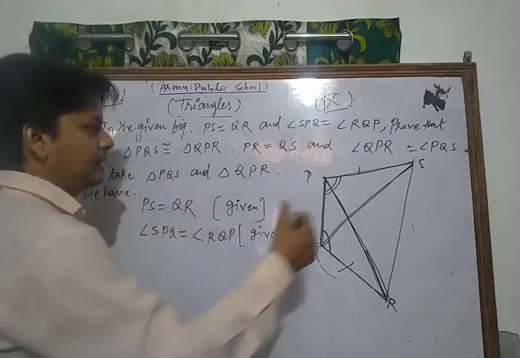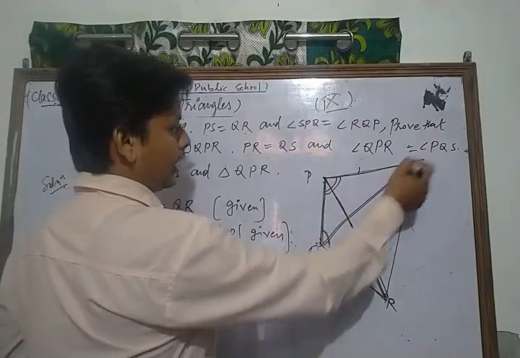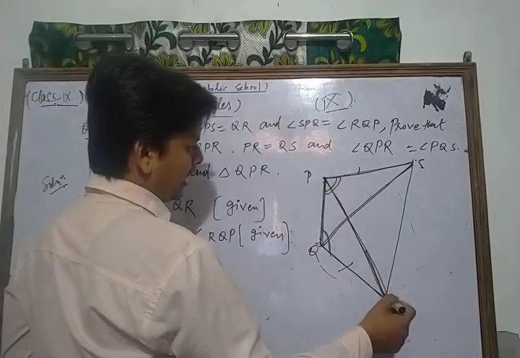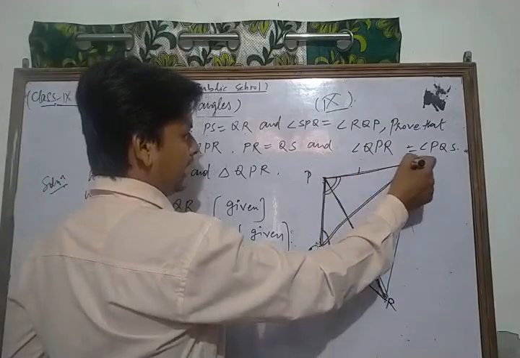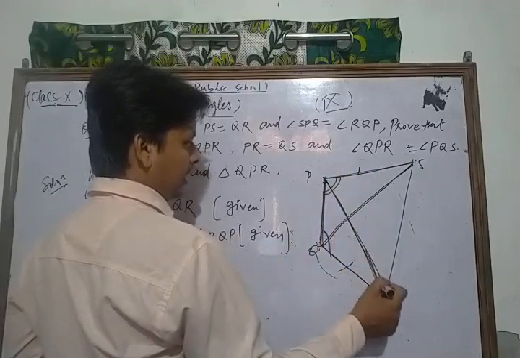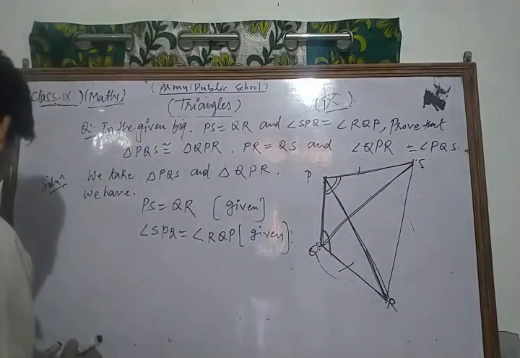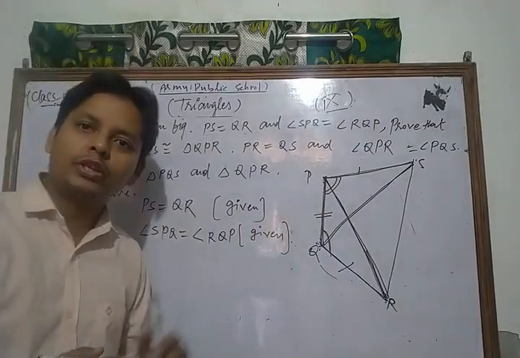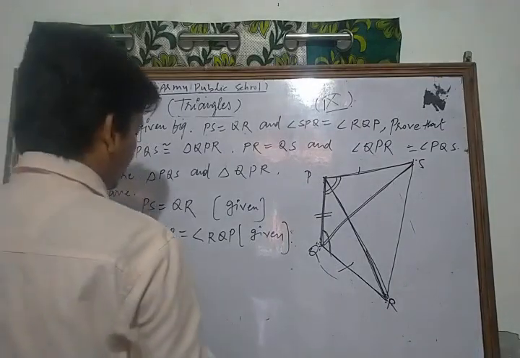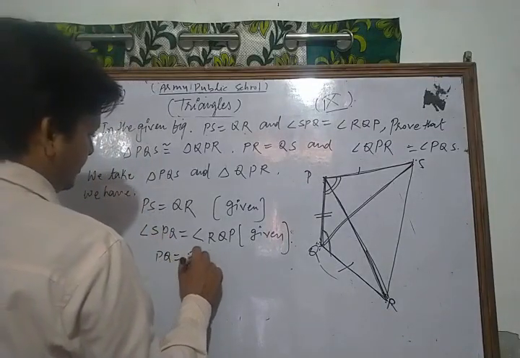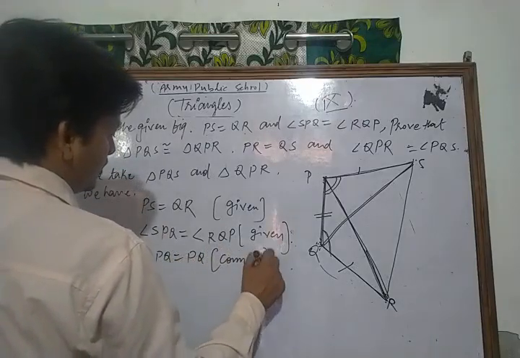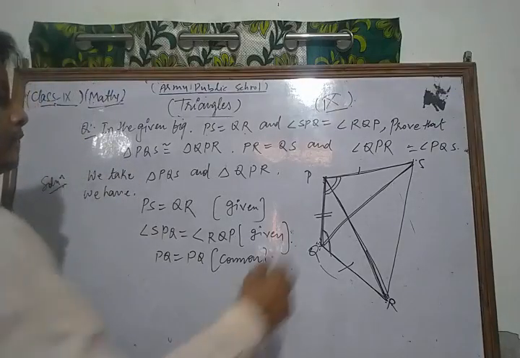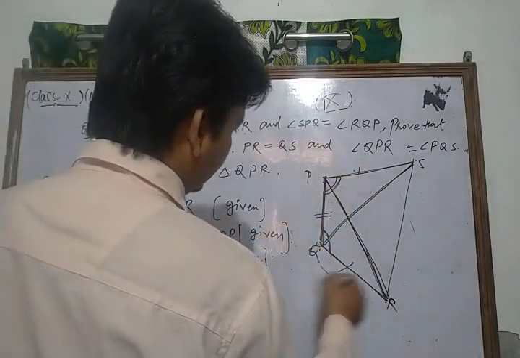In both triangles PQS and QPR, one side is common, which is PQ. So side PQ is common in both triangles. Thus, by which congruence criterion, dear students? By side angle side.